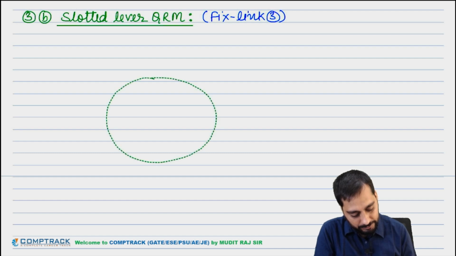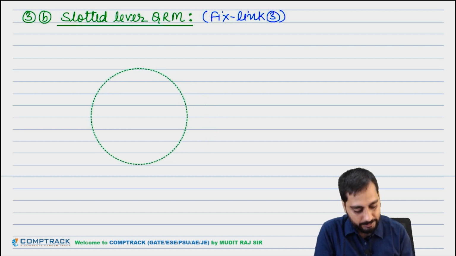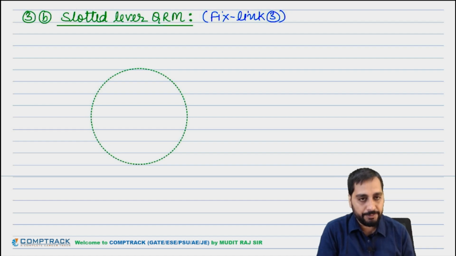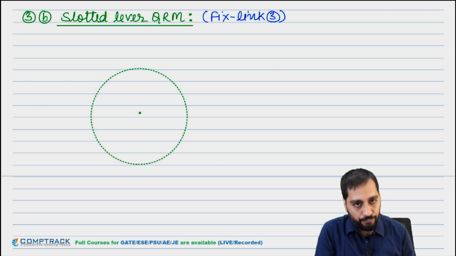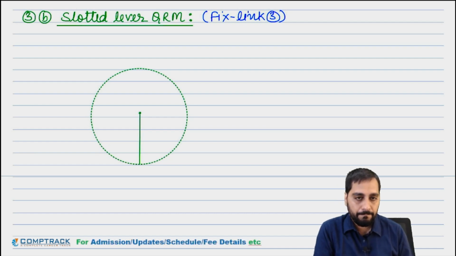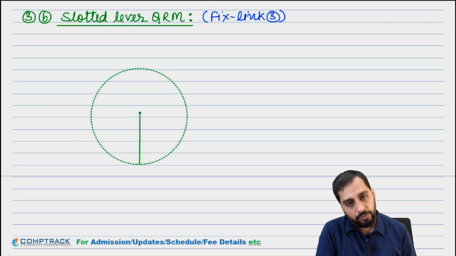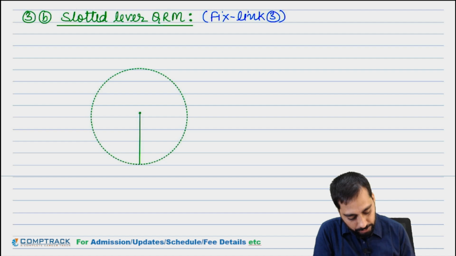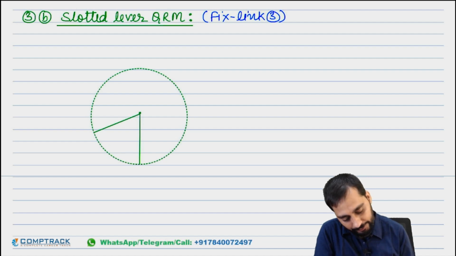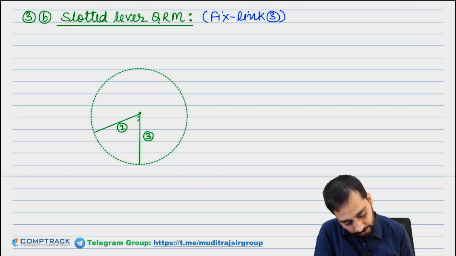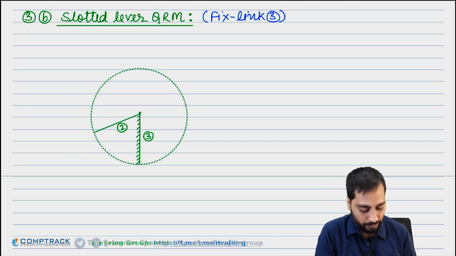First let's make a circle. Let's draw a circle like this. In this circle here, 2 3. So this was your crank, second link. Then the connecting rod, third. So this time this connecting rod is fixed. Connecting rod is fixed. Okay.